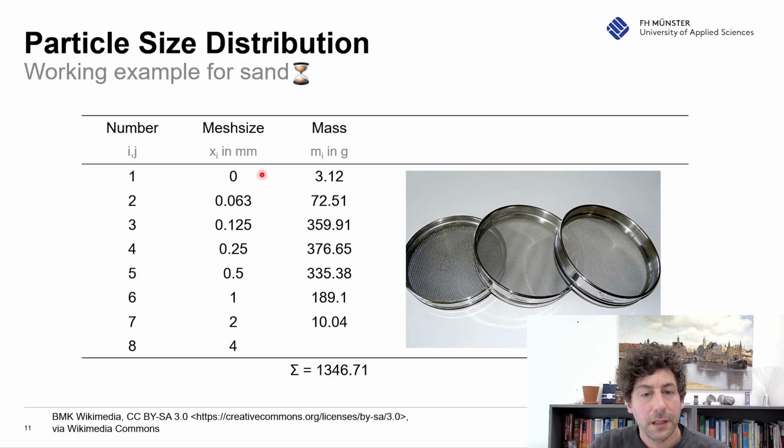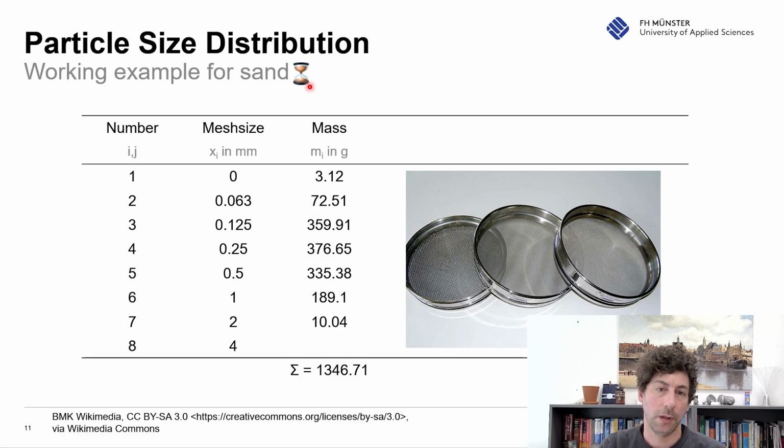And then we see it's weighed, so it's a mass, so 3 star. This means in the lowest sieve we have 3.12 gram. And in the next one, 0.063 millimeters, so 63 micrometer, we have 72.5 grams in the sieve, and so on and so on. So this is what I get out of my sieving experiment to measure my sand. And with this I can now work.